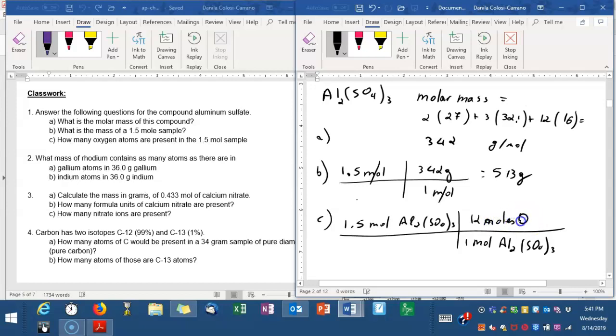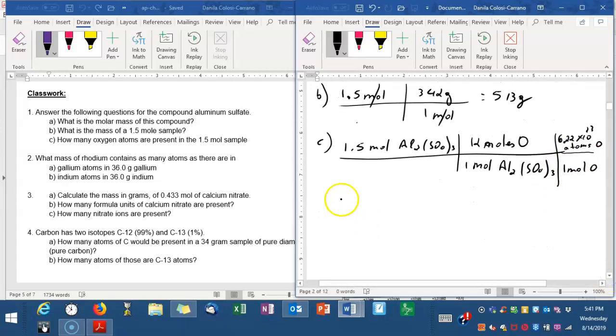moles of oxygen. And also, in 1 mole of oxygen, you have 6.022 times 10 to the 23rd atoms of oxygen. Now you do your calculation, and you should end up with 1.08 times 10 to the 25th atoms of oxygen.